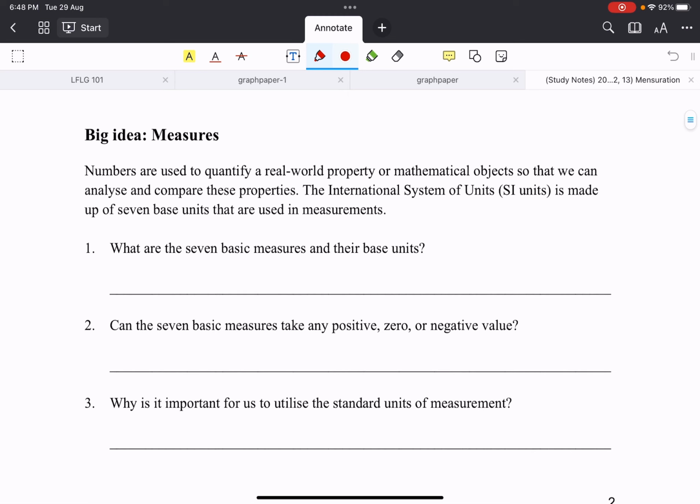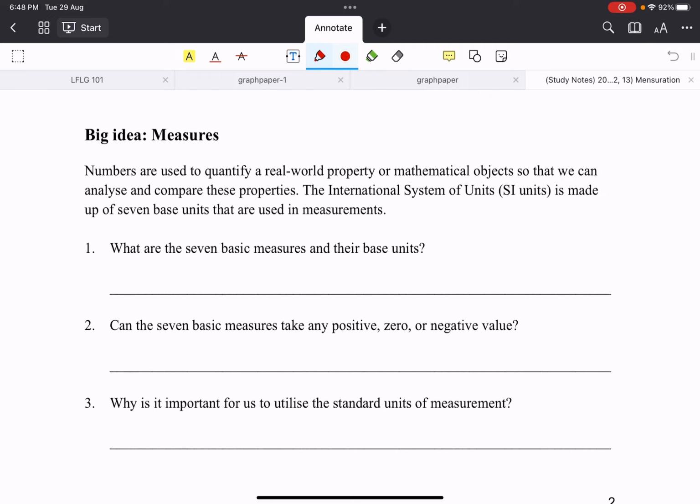Some of the big ideas here, right? Numbers are used to quantify real world properties or mathematical objects, so that we can analyze and compare them. For the SI units, there are 7 base units. So over here, some questions for you. What are the 7? And know whether they can take positive or negative values or zero. I'm not going to spoon feed you with the solution here. This information is quite easy to obtain from the World Wide Web, the internet. So feel free to read up on them, and I encourage you to do so. It's good to have a good picture of what's going on, right?